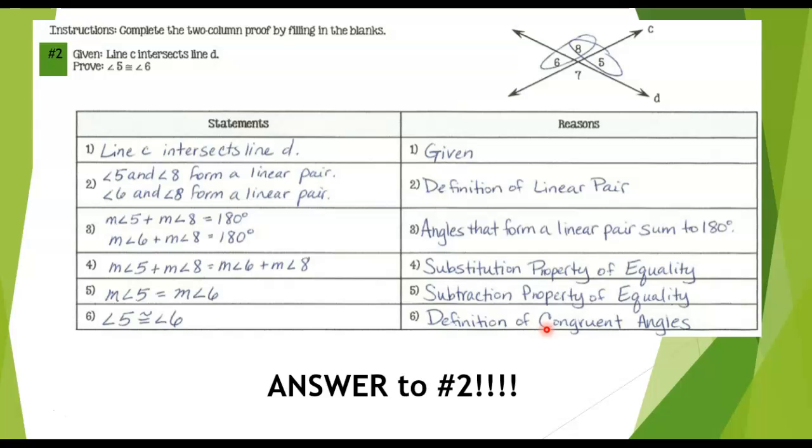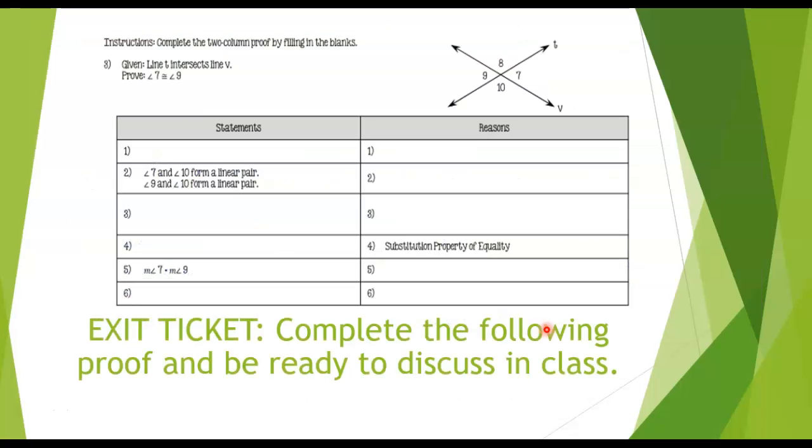Okay, you guys are back. I hope you did well, and I hope you're understanding proofs a little bit better. They're not so bad. Now, I would like you to continue working on the homework examples. This is one example that we will be discussing in class tomorrow. So make sure you complete the following proofs and be ready to discuss them in class. I hope you understand proofs better, and I hope that you understand the vertical angles theorems better.